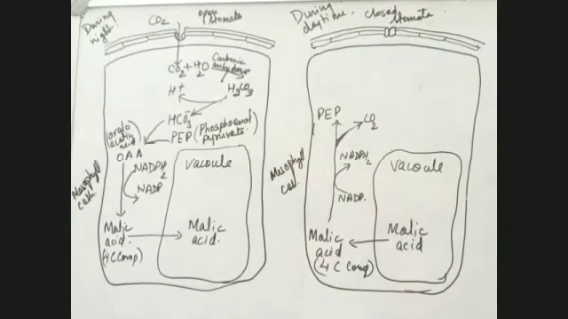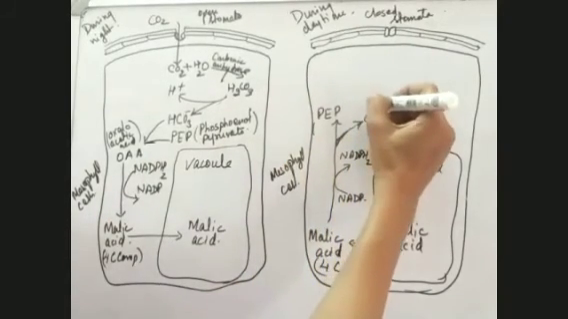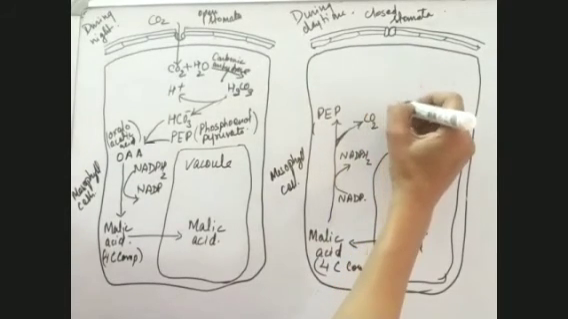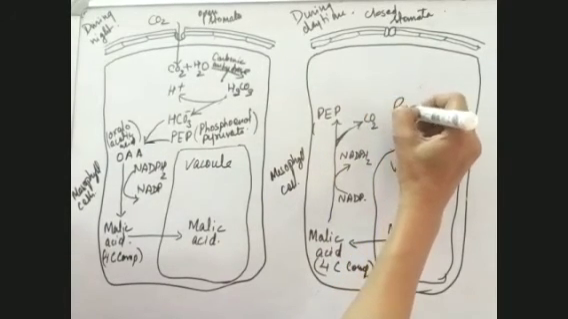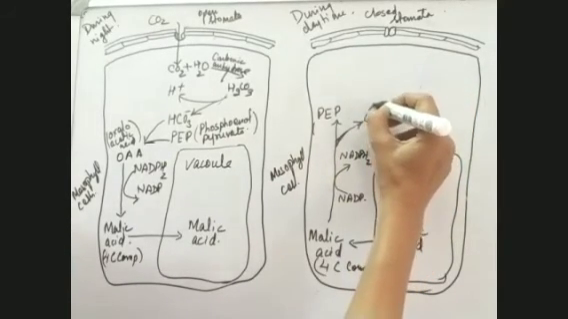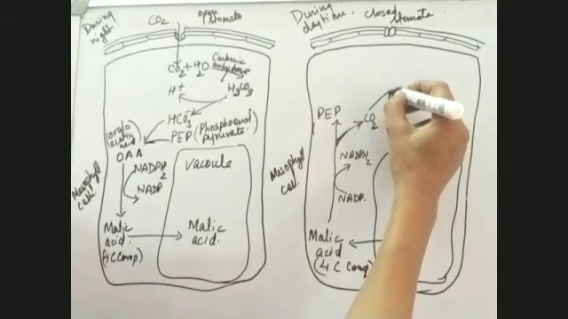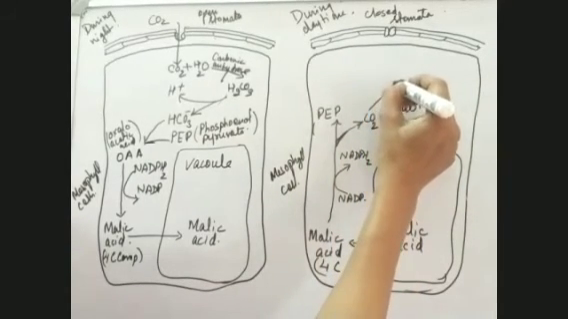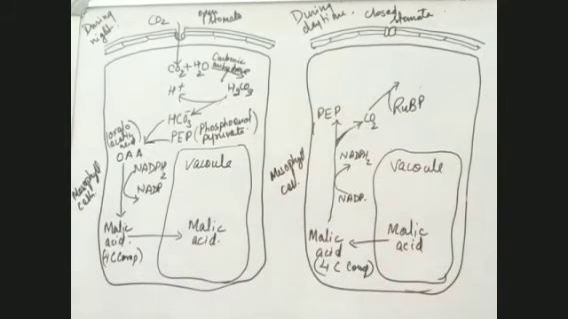And how is that done? This CO2 can be accepted by RuBP, ribulose bisphosphate. This CO2 is accepted by this RuBP. You know, RuBP is the acceptor in the case of the C3 cycle. RuBP is the carbon acceptor, the CO2 acceptor, in the C3 cycle.